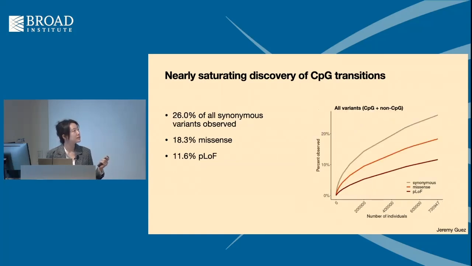And if you expand to all variants, so this plot now includes non-CpGs in addition to CpGs, you can see that the variant discovery rates range from about 12% to 26%. So there's definitely room to grow, to sequence more samples and discover more variants.